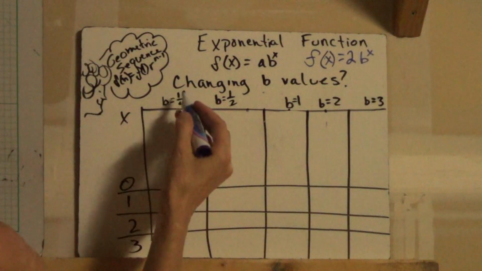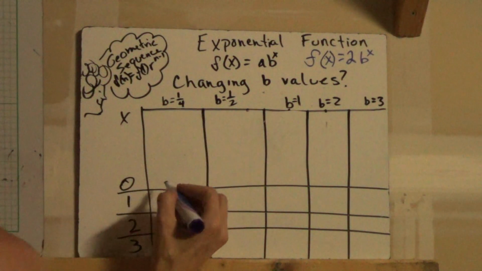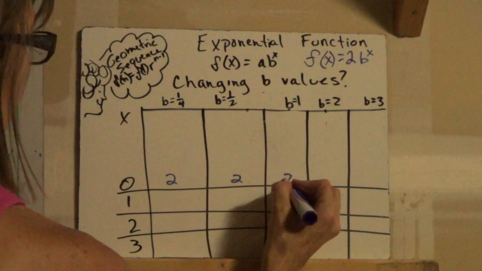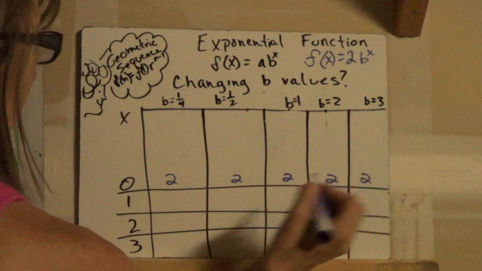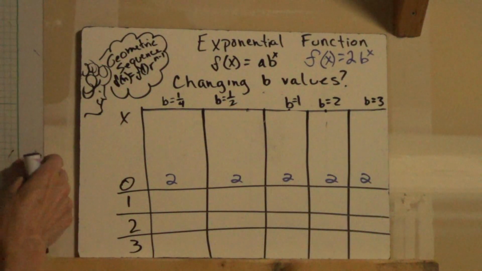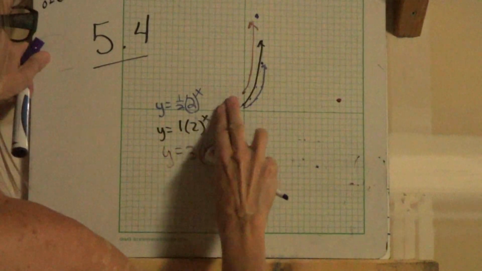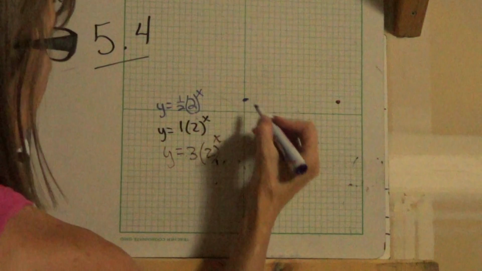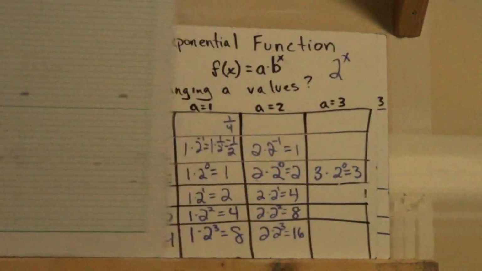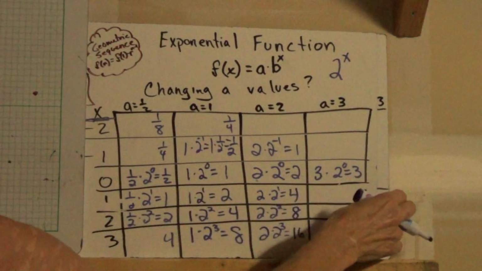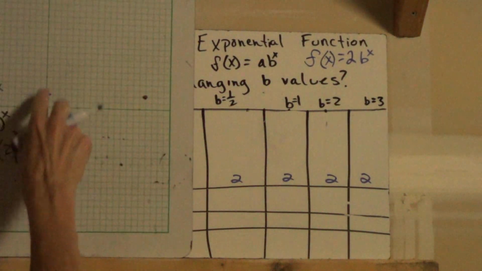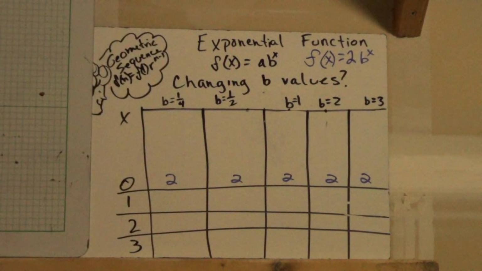Okay? So anything to the 0th power equals 1. So 2 times 1 is 2. So the whole way across here, it is 2. Now, I hope you realize what that means. That means as we graph the b values changing, that they're all going to cross right there at 2, because that is our x equals 0, that's your y-axis. So they'll all cross at 2.